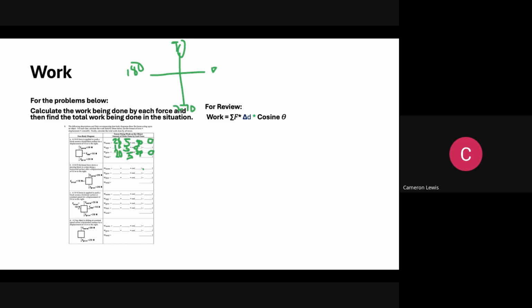So now all we're left with is the middle, where the angle is parallel to the direction it's moving, right? Cosine of 0 is 1, so we could just ignore that. Then we got 10 times 5, which is 50. So when we add all these together, we have 50 plus 0 plus 0. So we have a total work being done of 50.